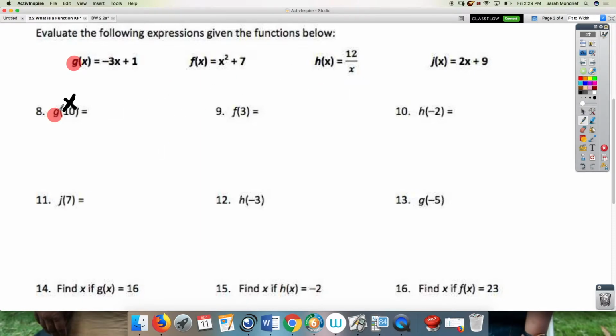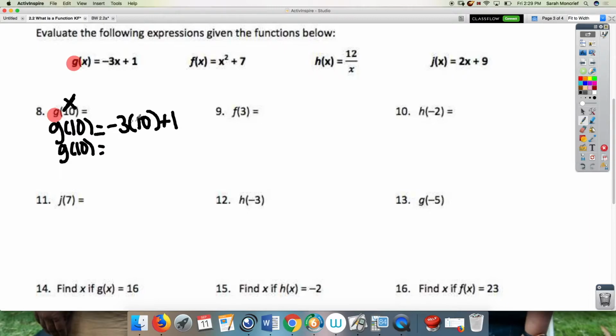So when we rewrite this, we will write g of 10 equals negative 3, times 10, because we replace x with 10, plus 1. Do you notice how there's no longer an x here? Once we plug 10 in, we will not need x anymore. There's nothing we can do with g of 10 because that's just what we call the function, so bring it down.